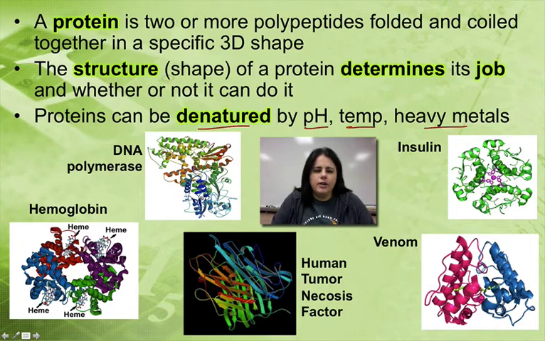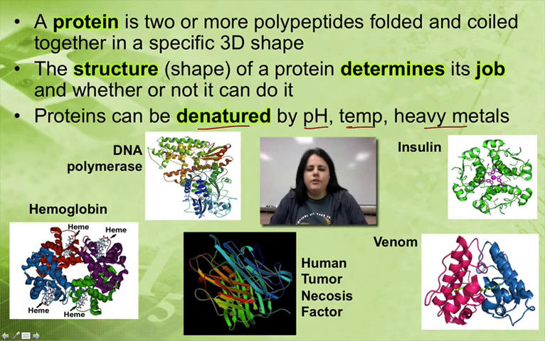This one is called hemoglobin. Hemoglobin is found in your blood. It's a protein, and it helps carry iron around. And iron helps carry oxygen too, so it's vital in your blood. And if it's denatured by any means, it doesn't work. This one is called human tumor necrosis factor, and what this protein does is actually kill cancerous cells. So they try to do research on this one to help with cancer research.